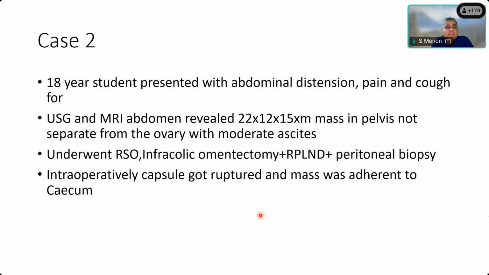Many times the radiologist is not able to say whether it's arising from the ovary, is it fused with the ovary, is it attached to the uterus, and that becomes a problem. Especially when it's a 22 centimeter mass, they would probably never be able to tell clearly whether it's an ovarian mass or not. We are in a session on the ovary, so they will take it as an ovarian mass.